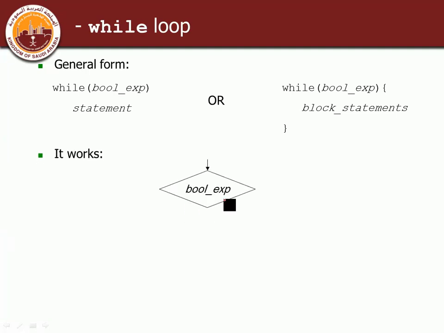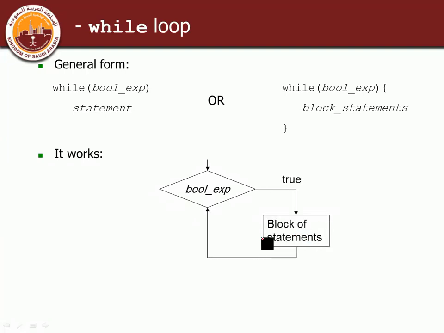We ask a question. If the answer to this question is true, we execute something, and then we go back and ask the question again. So this is the first time that we go up. All the times that we've seen before, we always go down. So we go up and ask the question, and this is what makes the loop. If it's true, we keep repeating. If it's false, we get out, and then we do something else if we find something else to do.